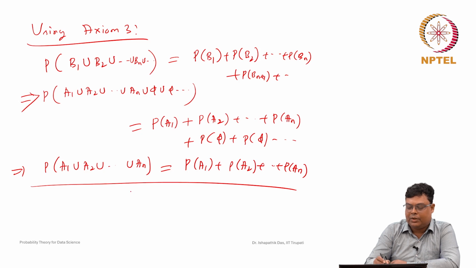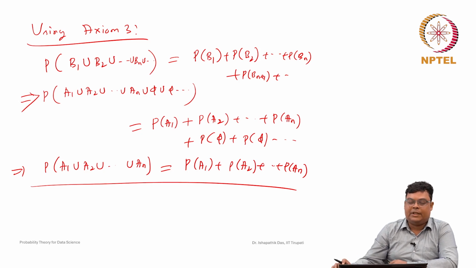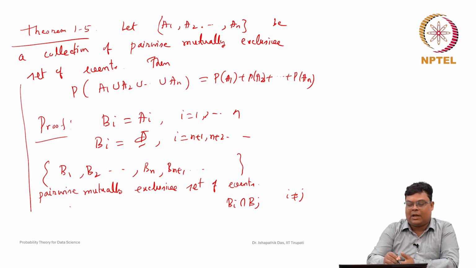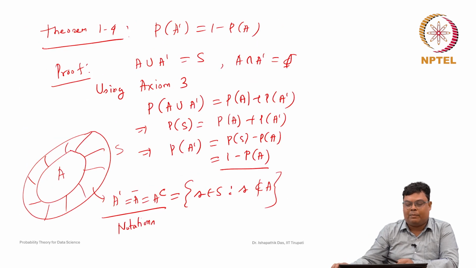So, this is proved. In axiom 3 we have stated it for infinite events, so we could not directly use it for 2 events; but now the finite case is proved here. So, we can say that it is true for finite cases also, in particular for 2 disjoint sets: probability of A1 union A2 equals probability of A1 plus probability of A2, which we have proved in theorem 1.5.